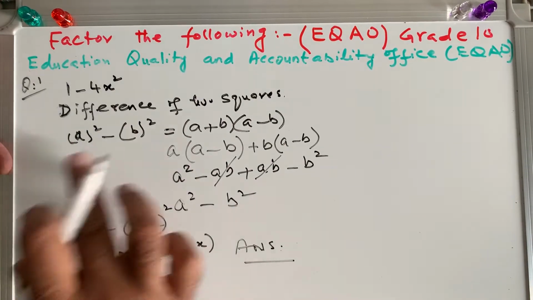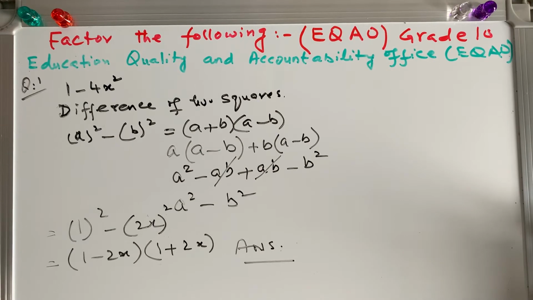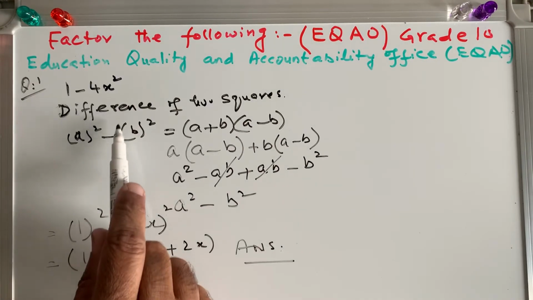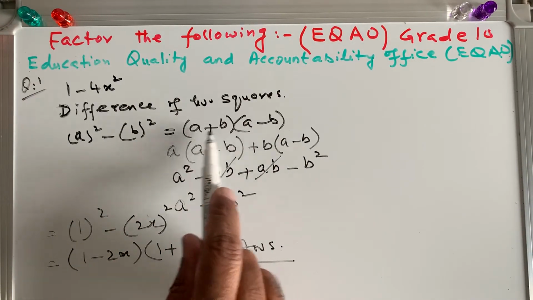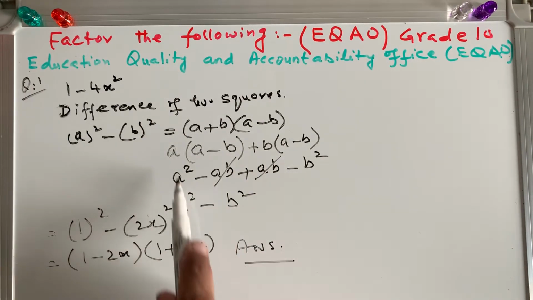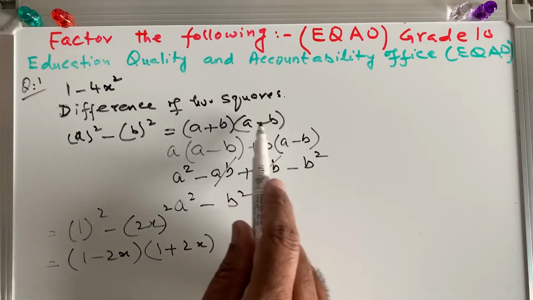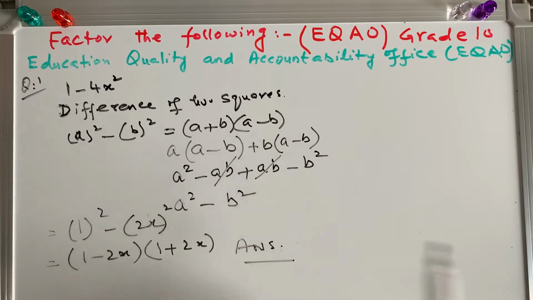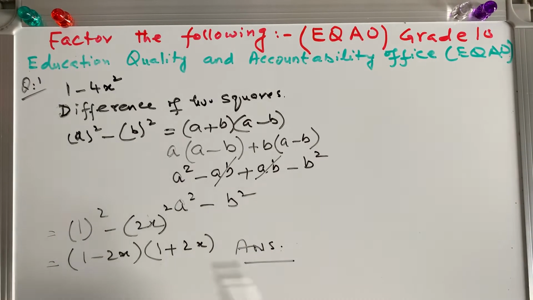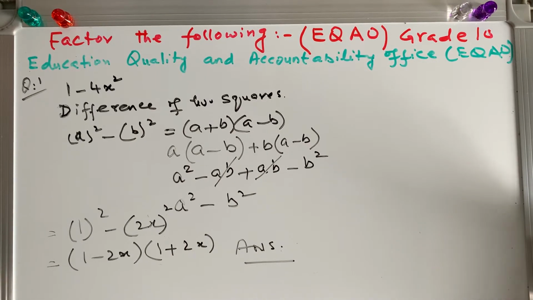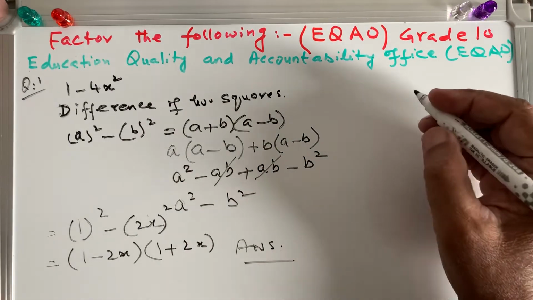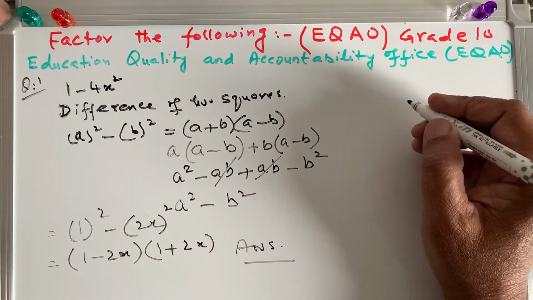But if you get anything which you can treat as a difference of two squares, you can always remember 1 time plus, 1 time minus, because a whole square minus b whole square is a plus b, a minus b, and we have the proof, right? When we open up or expand the bracket, we get a square minus b square. So this one, 1 minus 4x square, can be written as 1 square minus 2x whole square. Now it is a difference of two squares, right? Similar questions can come in this regard.